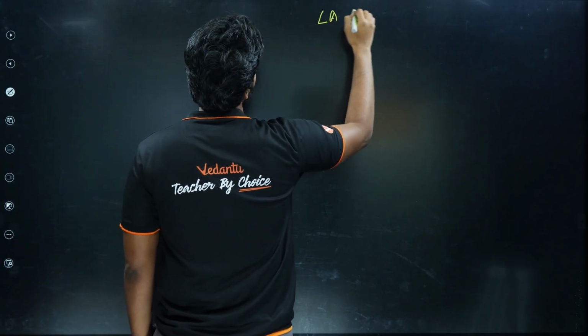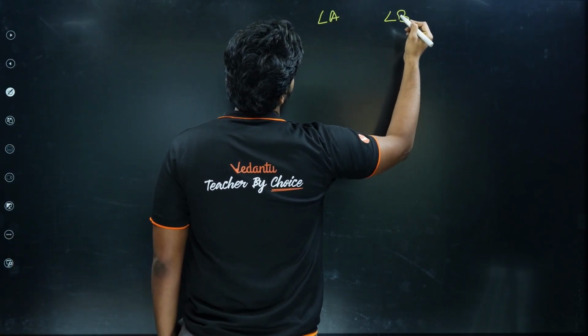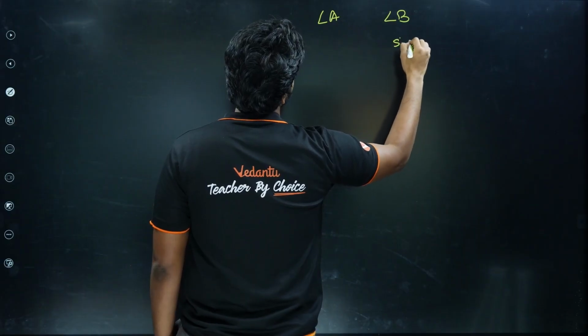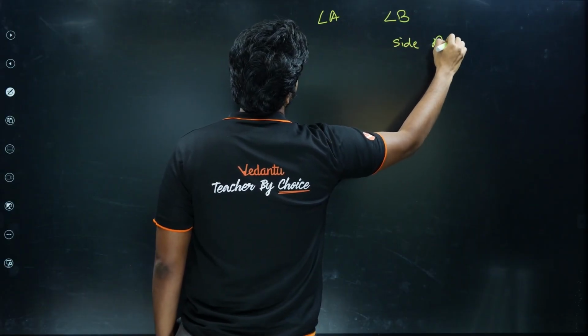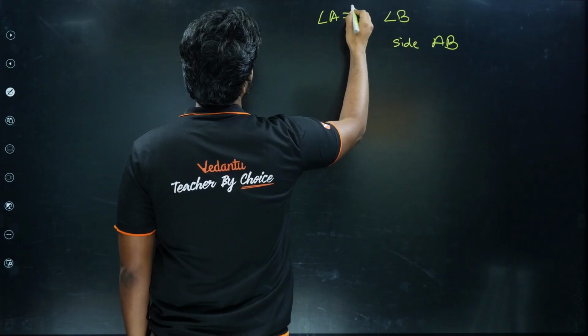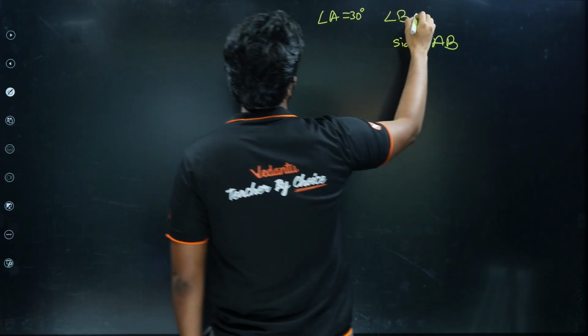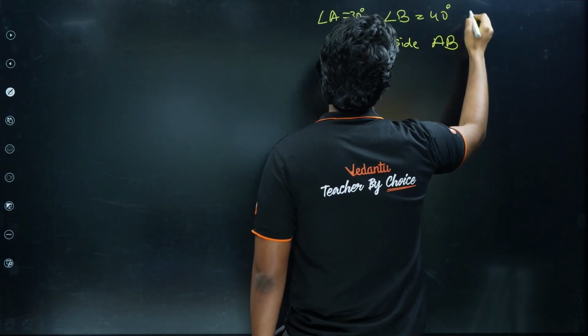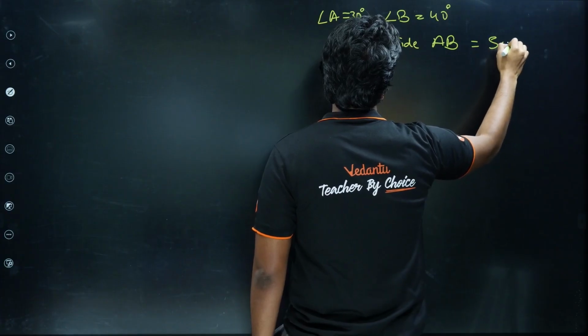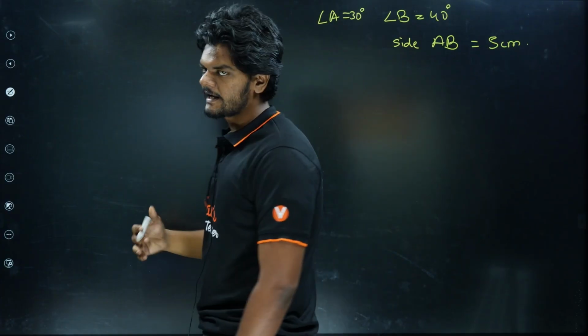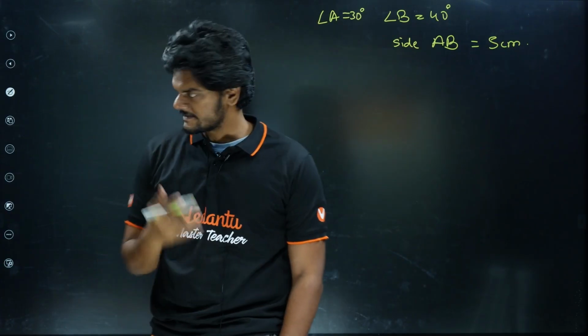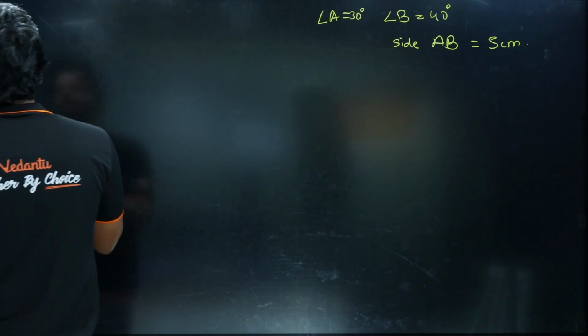Maybe we know angle A, angle B, and we know the side AB. Let's say this is, I don't know, 30 degrees, this is 40 degrees, and this is some 5 centimeters. Can we make a unique triangle with this? Let's have a look.